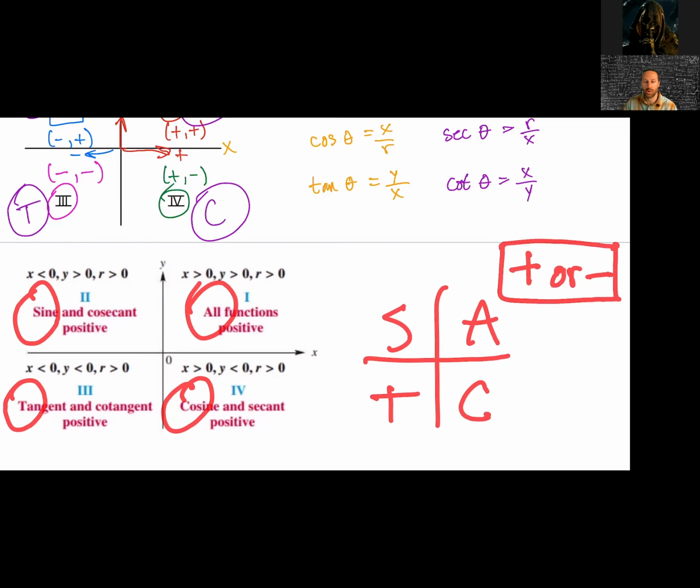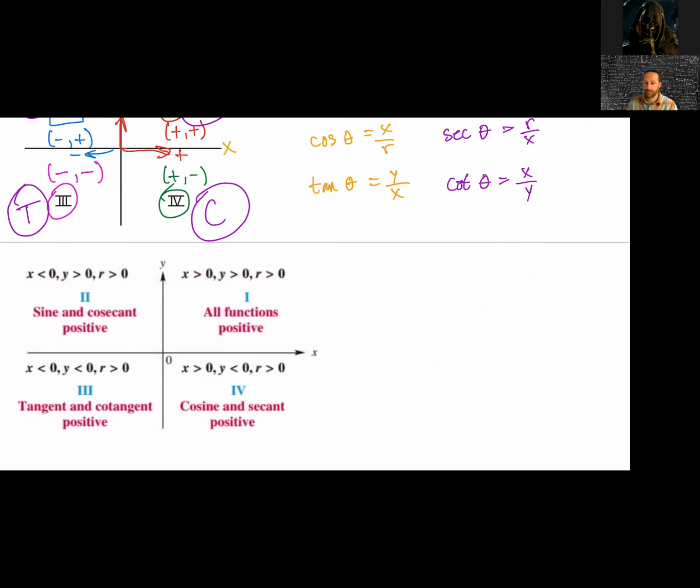To see whether your trig function values will come out positive or negative. Okay?